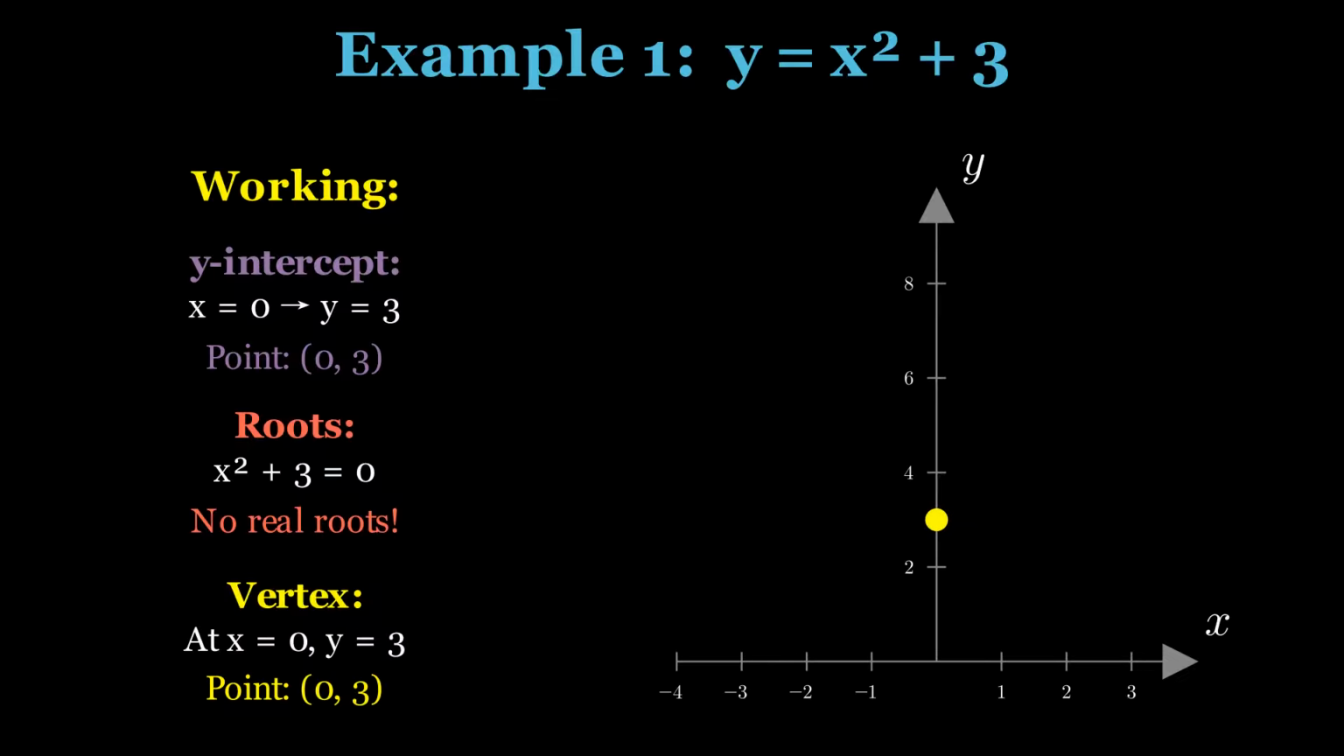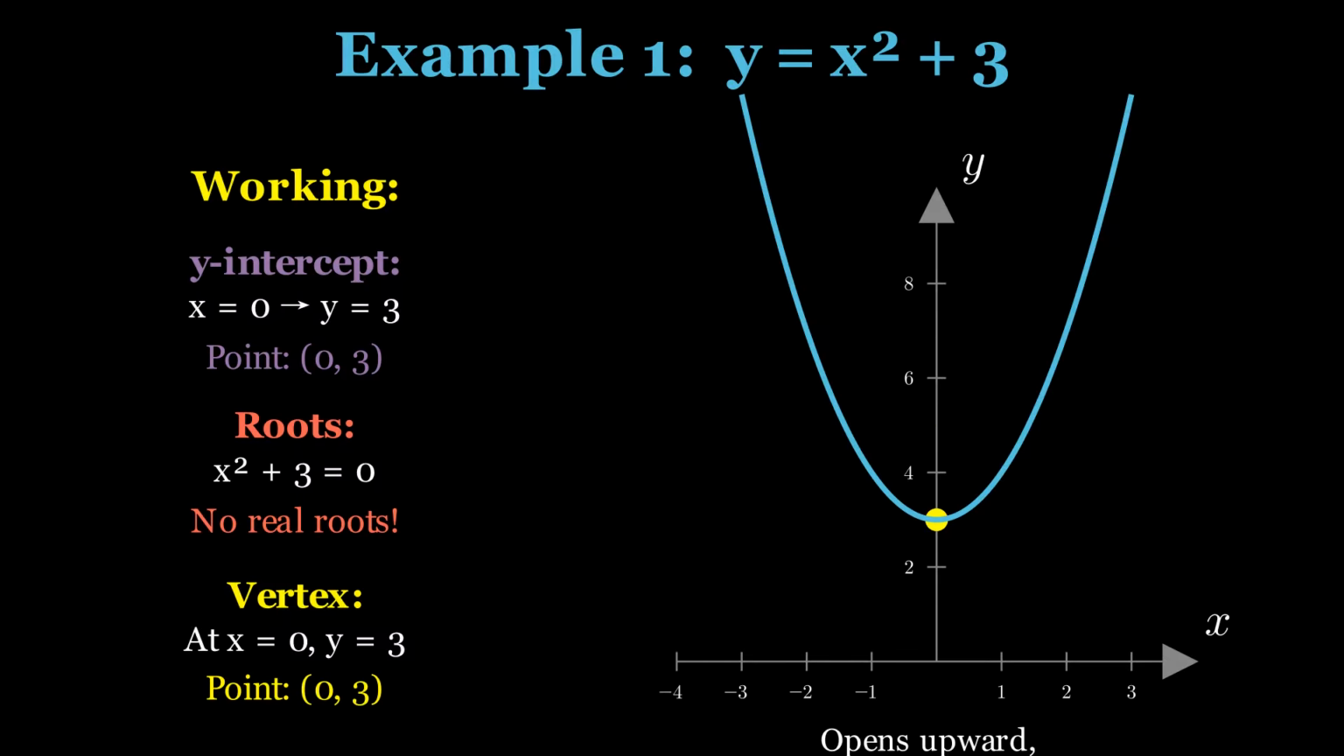Vertex. Since there are no roots, the vertex is at our y-intercept. 0, 3. Now draw the curve. Opens upward, smooth U-shape. Notice how it stays completely above the x-axis. No roots means no crossings.